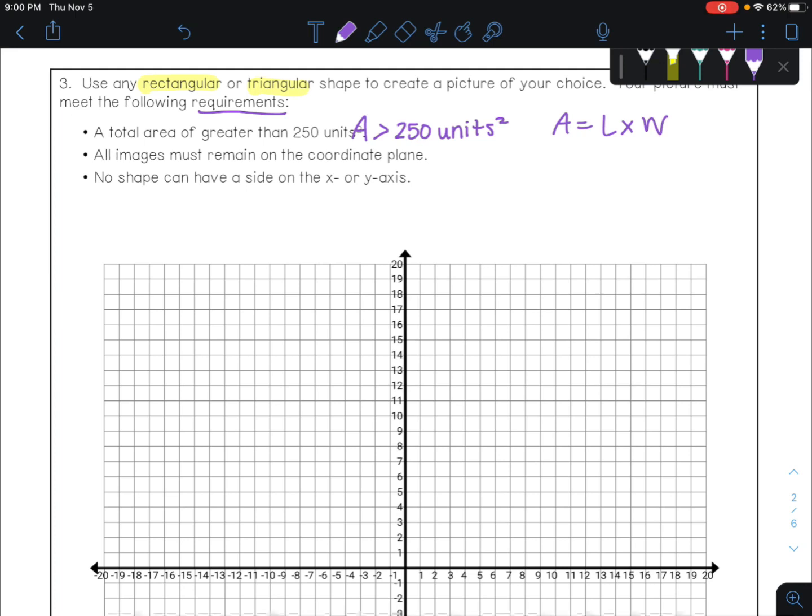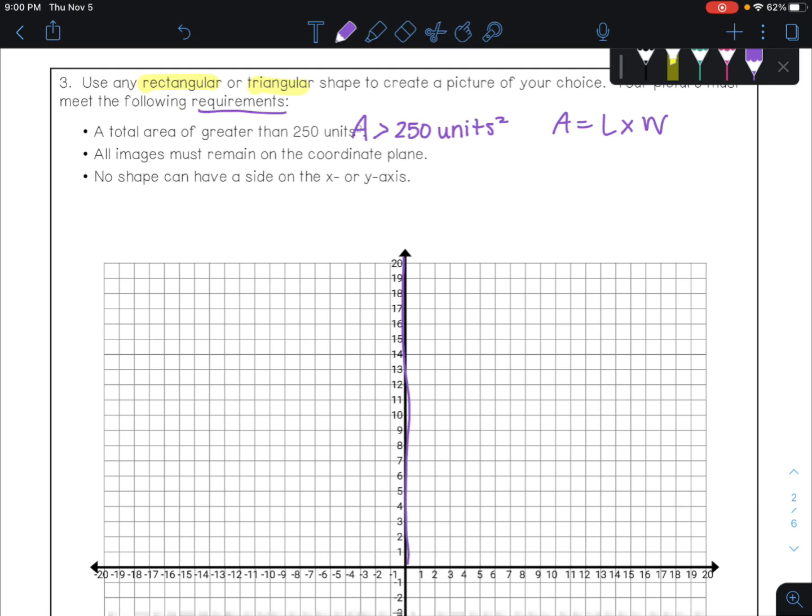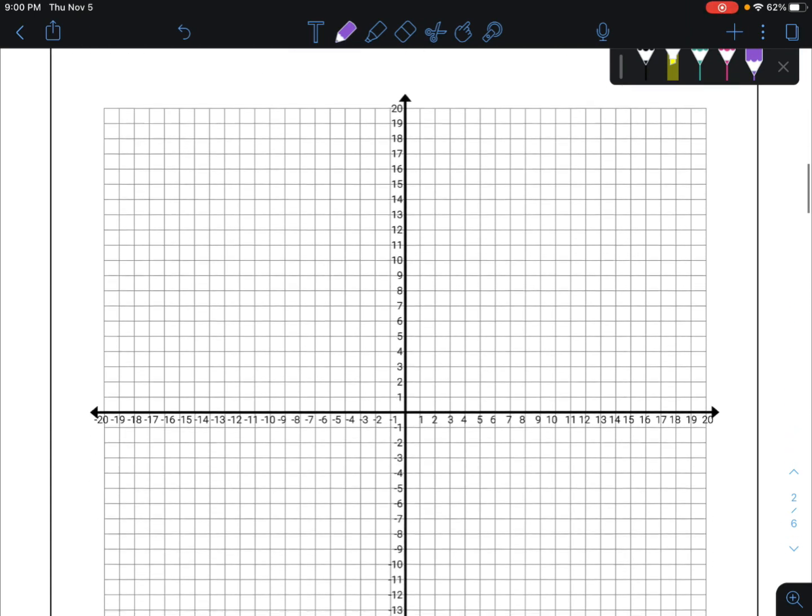The images have to fit on the coordinate plane, so it can't be too big. And the shape can't have a side that's on one of the axes, so it can't be on these thicker, darker lines where the axes are. Okay? I'm just going to pick a random point, and we'll go from there. So here, how about negative 10, 15?